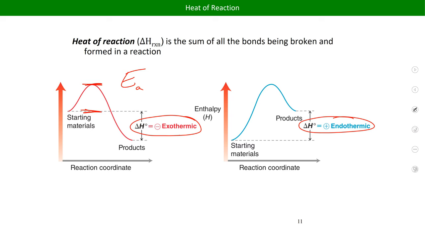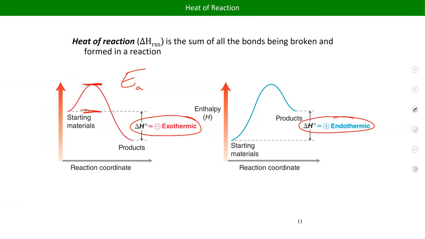Gotcha. I'm just trying to find the difference between bond dissociation energy and enthalpy. Enthalpy is the sum of all bond dissociation energies. Okay. So the enthalpy is going to be your net change. And activation energy, now I have to be careful because activation energy does depend on which path you take.